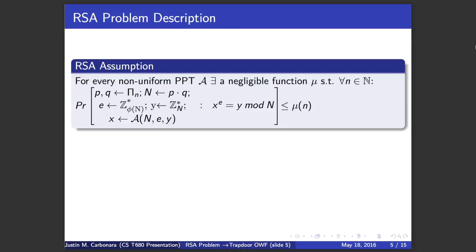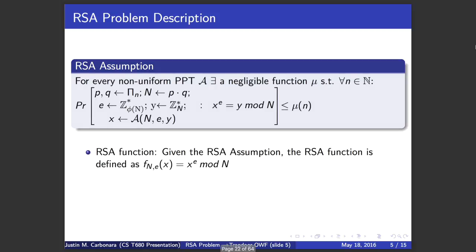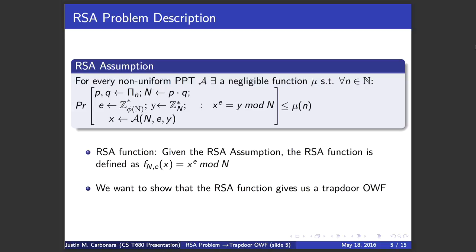This is the formal description of what we just went over in the last slides, the RSA assumption. Given the RSA assumption, the RSA function is defined as f of n, e of x equals x to the power e mod n. So our function equals x to the power e mod n. We want to show that this RSA function, given the RSA assumption, gives us a trapdoor one-way function.